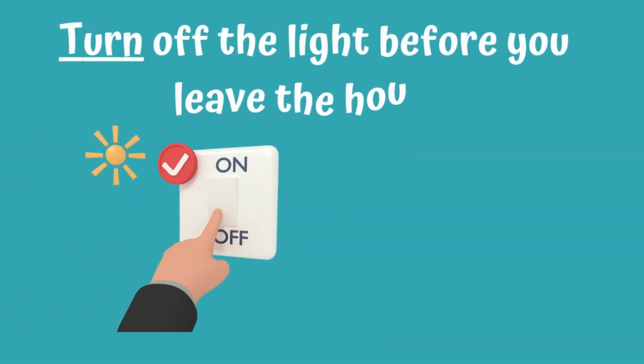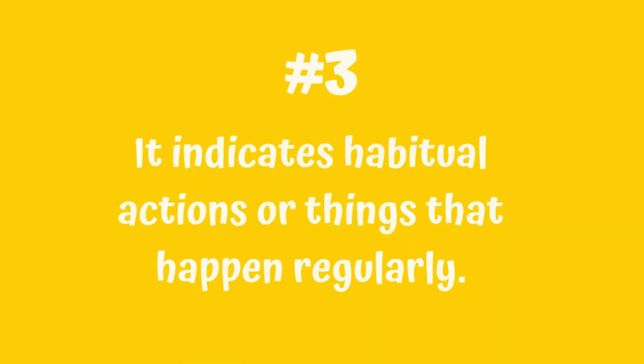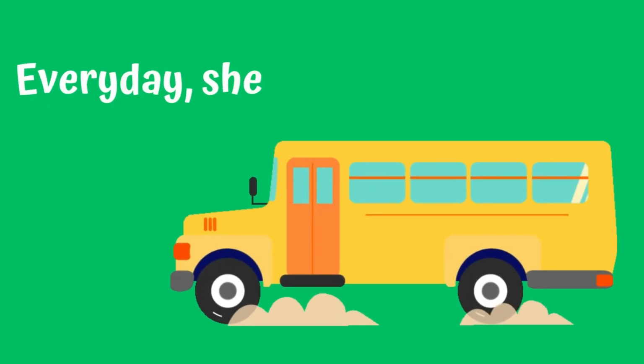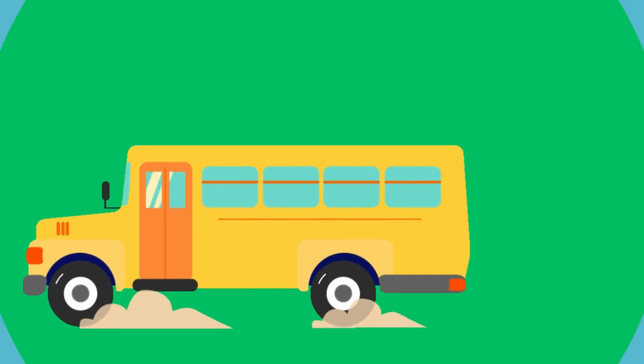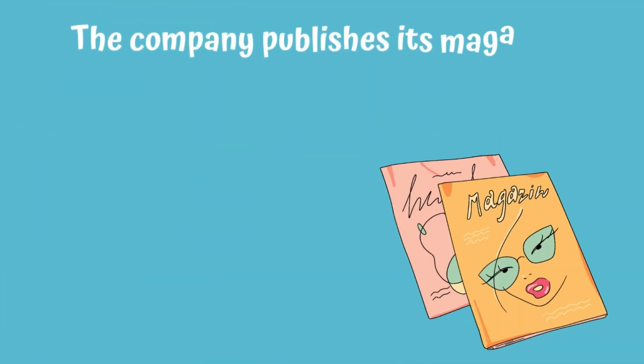The third use of the simple present tense of a verb is to indicate habitual actions or things that happen regularly. For instance, we say, every day she goes to work by bus. The company publishes its magazine weekly.